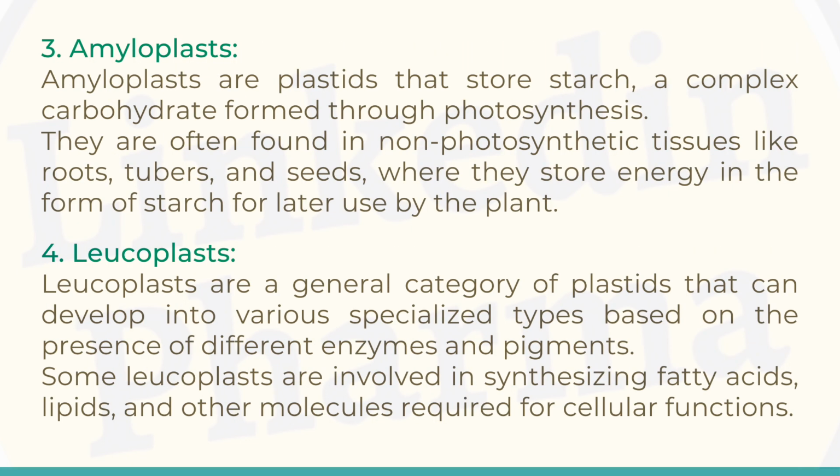3. Amyloplasts. Amyloplasts are plastids that store starch, a complex carbohydrate formed through photosynthesis. They are often found in non-photosynthetic tissues like roots, tubers, and seeds, where they store energy in the form of starch for later use by the plant.